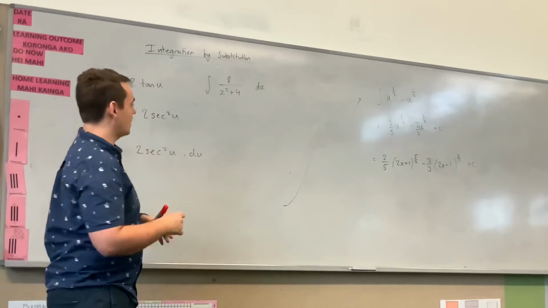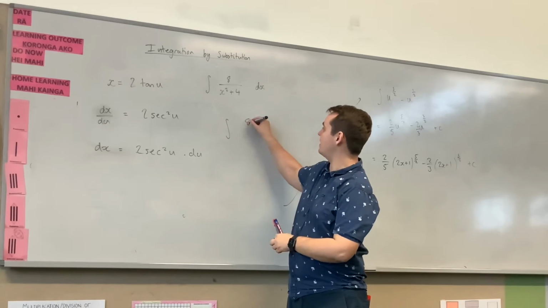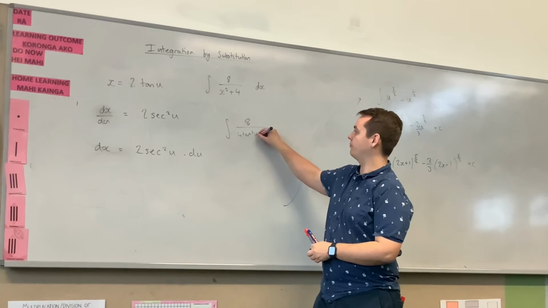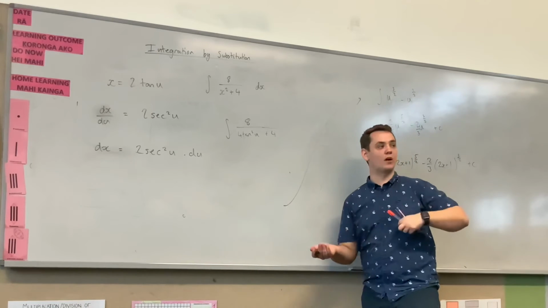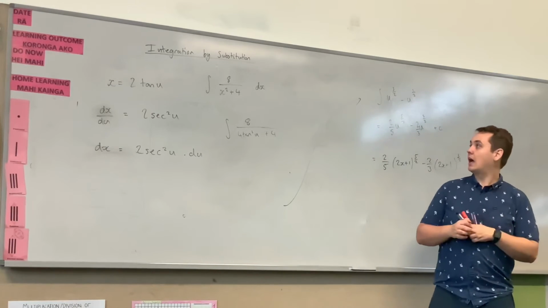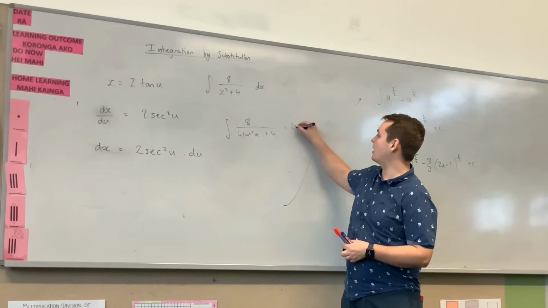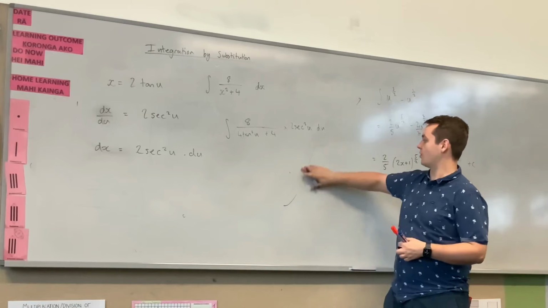So in my replacement, that means I'm going to be integrating a over 4 tan squared u plus 4, because you've got to square the 2 as well when you square the tan, times 2 sec squared u du. It's like trig identities.